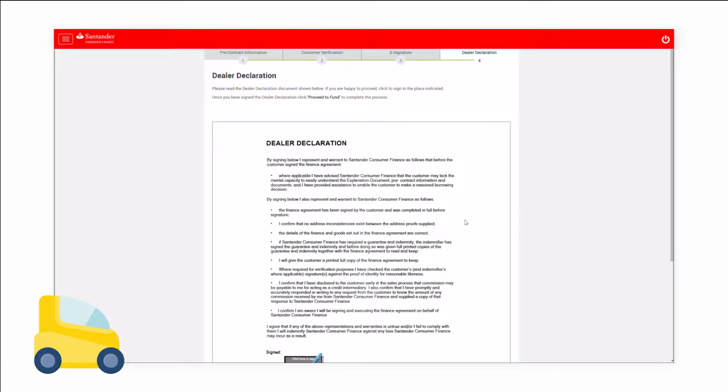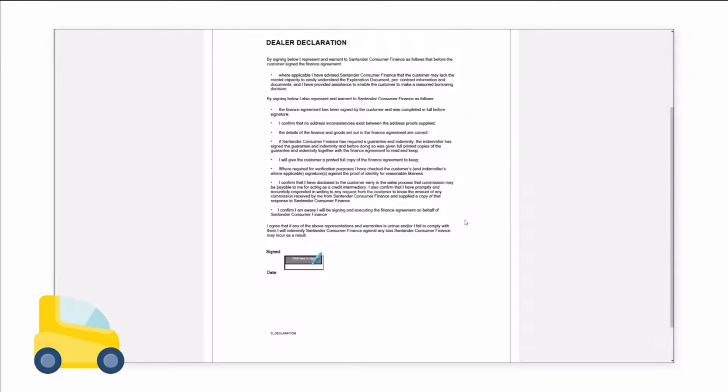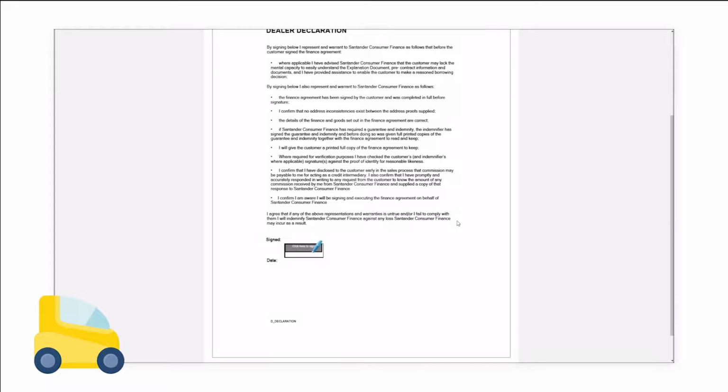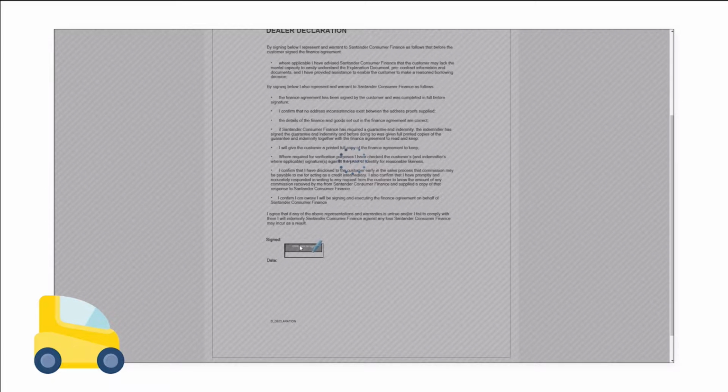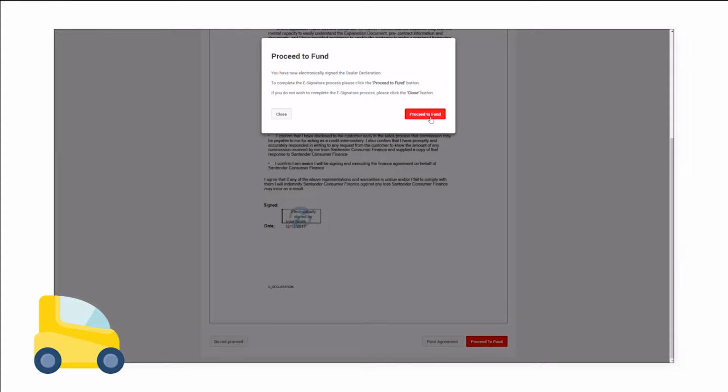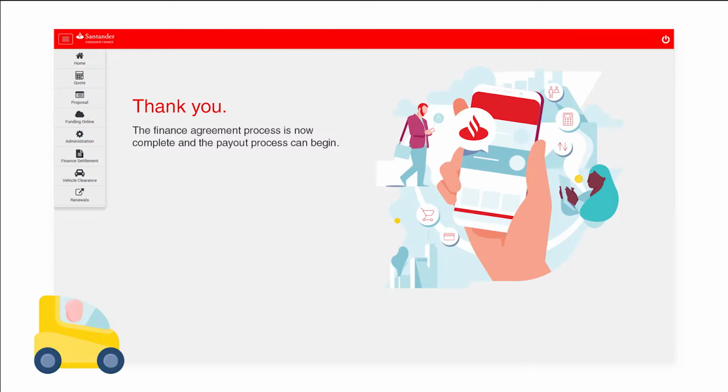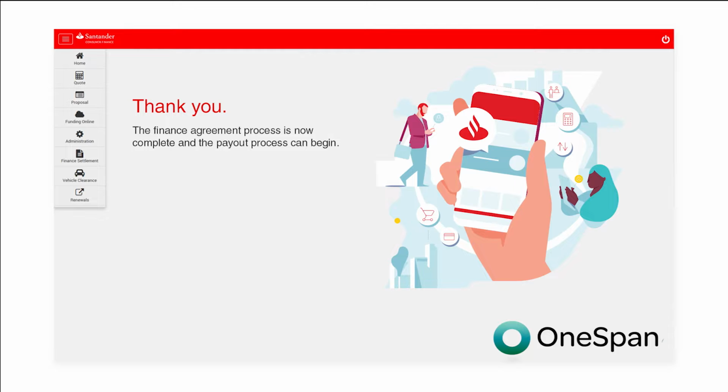The final stage is the dealer declaration process. Please read through the declaration document. Once you're ready to sign, please click to sign in the place indicated. You cannot proceed to fund without signing the declaration. Clicking Proceed to Fund finalises the agreement process and redirects you back to the Santander Consumer Online system. The finance agreement process is now complete and the payout process can begin.